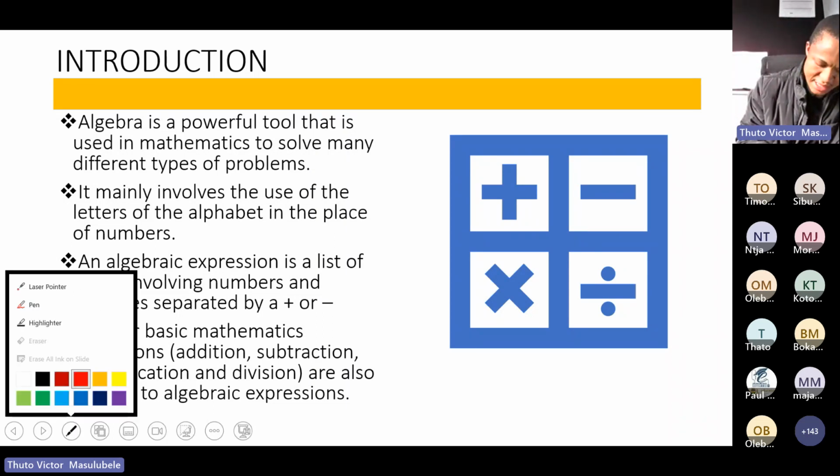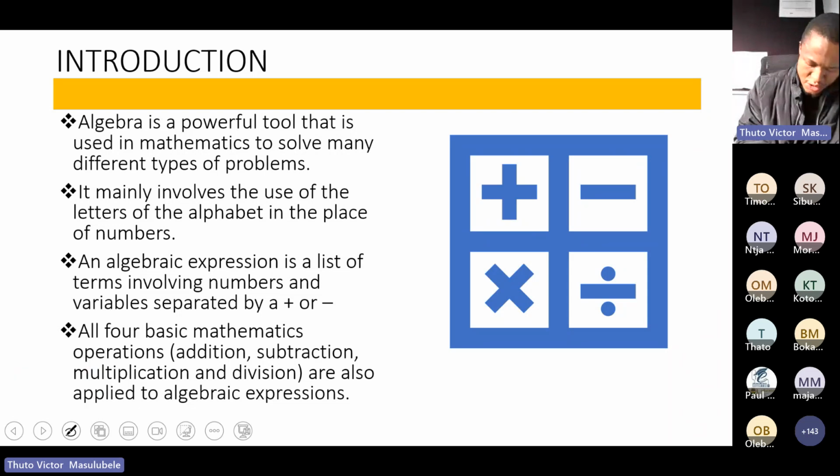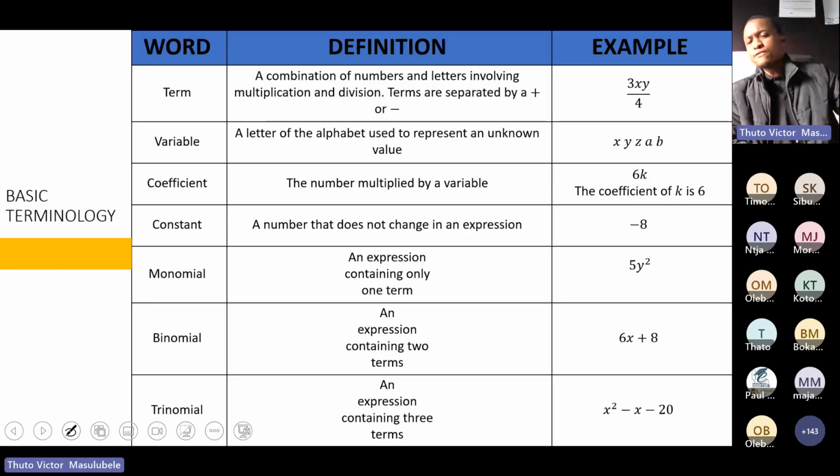Now let's get a little bit deeper into this concept. Before we deal with algebraic expressions, you need to understand the basic terminology. It's very important. You need to know what a term means. By a term, we refer to a combination of numbers and letters of the alphabet involving multiplication and division. Now, terms are separated by a plus or minus, grade 8 learners.